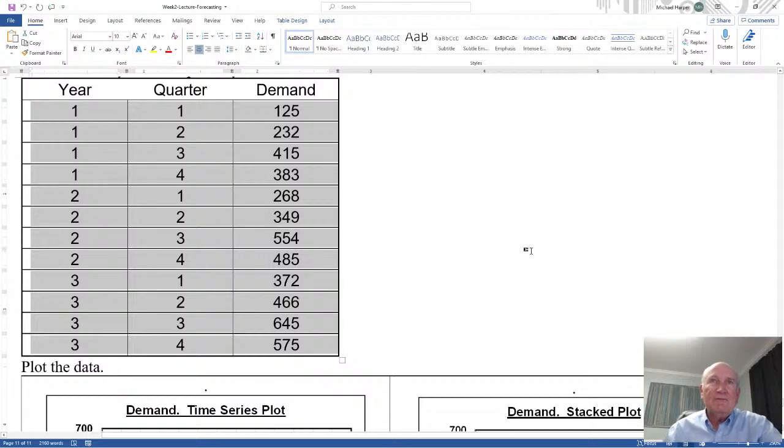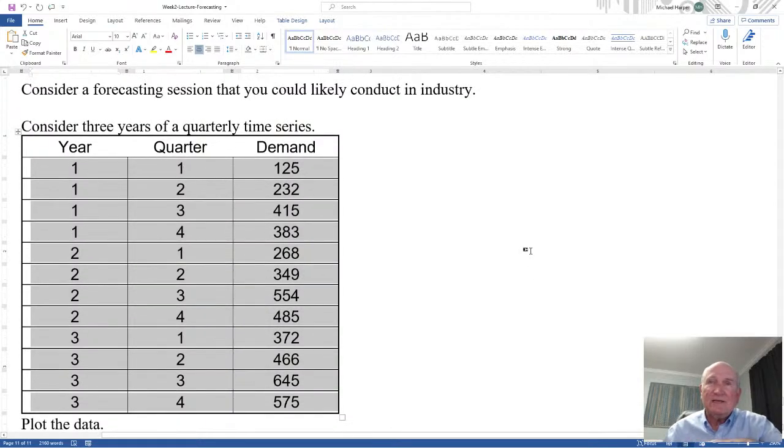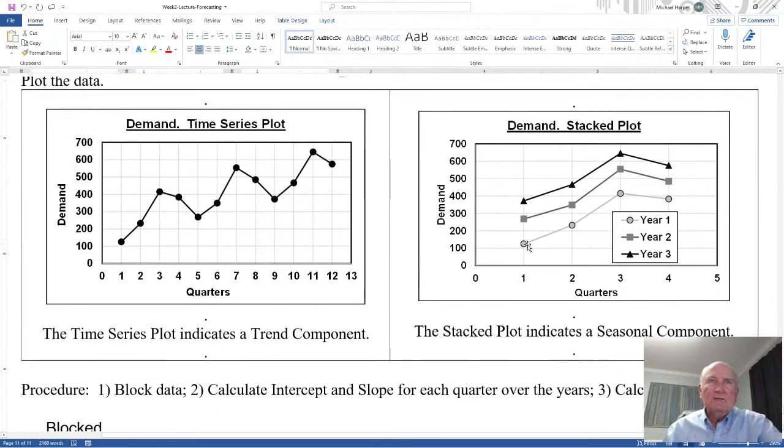So first, remember my process. I say first plot the data, see what components you have. If it's stationary or not stationary, see what's going on. So we plot it. Down here I have a time series line plot, and the time series plot indicates a trend component. It's going up. I also have a stacked plot, and the stacked plot indicates a seasonal component.